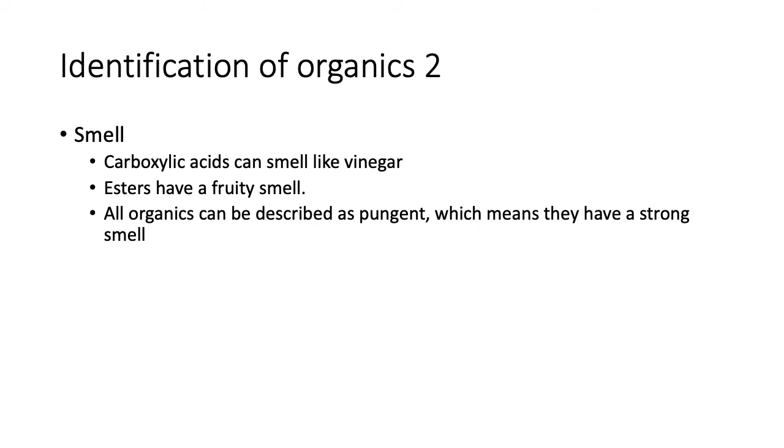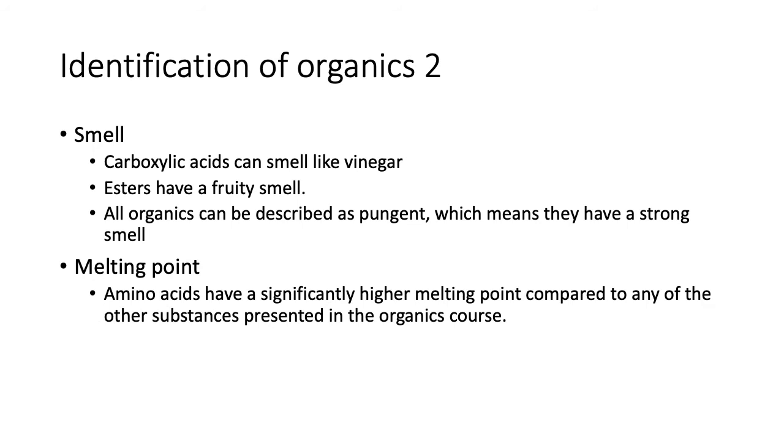All right, and then finally, smells. Carboxylic acids can smell like vinegar and esters have a fruity smell. Generally, all organics can be described as pungent because they have a strong smell, but they all smell different, so that's not very useful until you get to the esters and the carboxylic acids, where we have words to define those smells. And then generally, amino acids have a significantly higher melting and boiling point. So if you can't tell an amino acid from all the others, then you can just purify it and then melt it if you really have to.